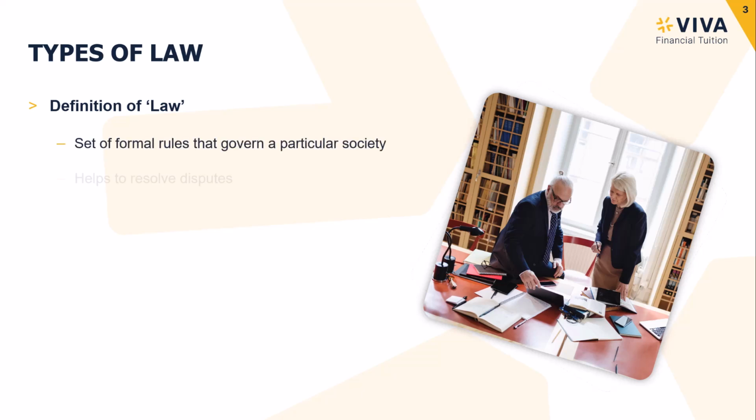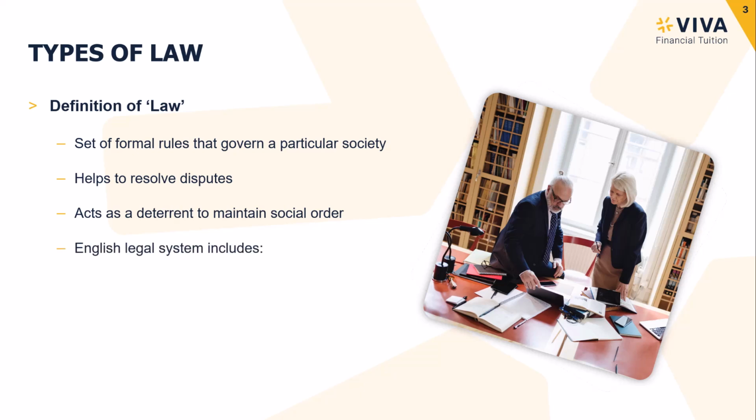So what is law? We can think of law as a set of rules that govern how we behave within society. Law is there to help us resolve disputes between us. And in terms of governing our behavior, it's there to make sure we maintain social order. And we have two different types of law, which we're going to cover. We have criminal law and civil law, and they fulfill different parts of this definition.